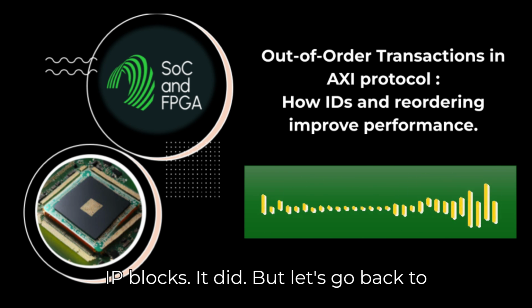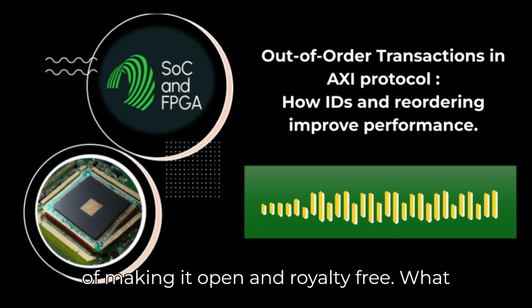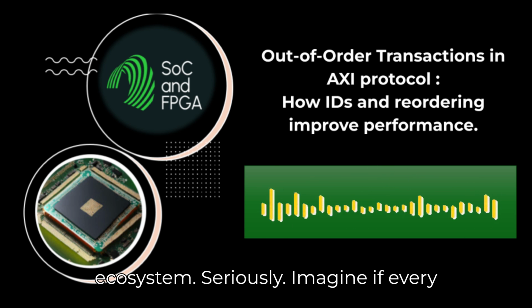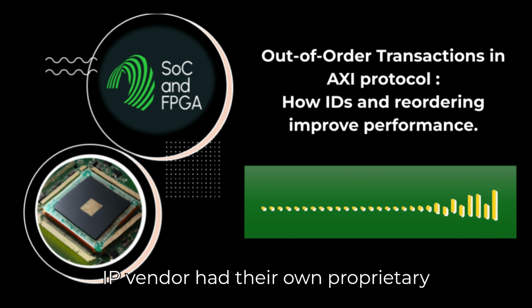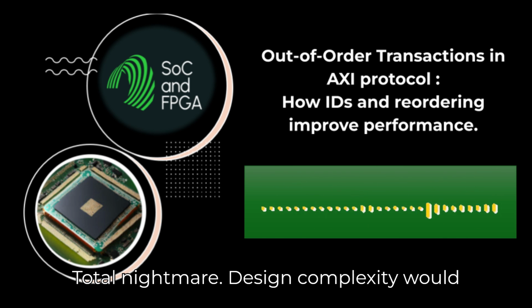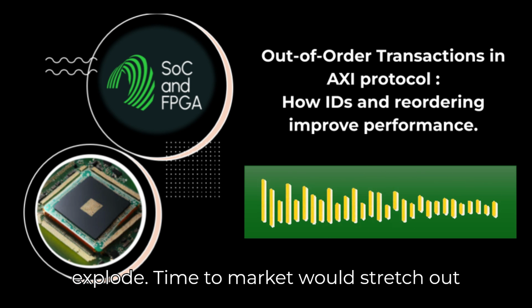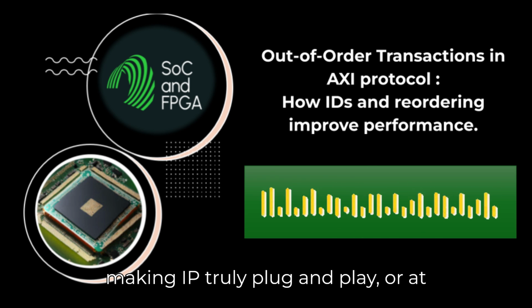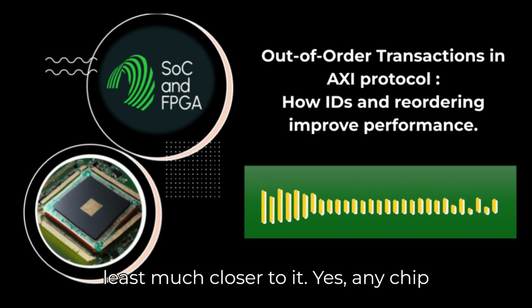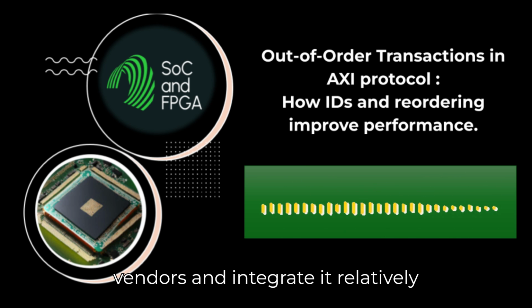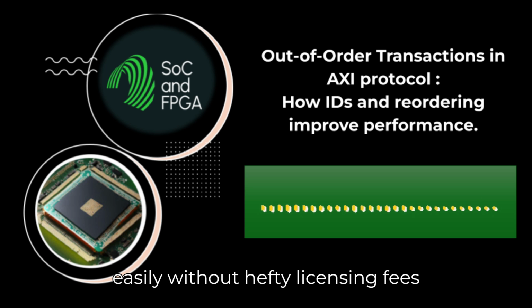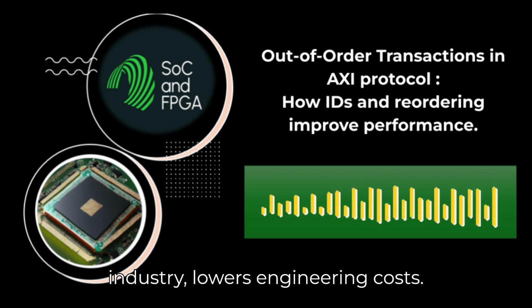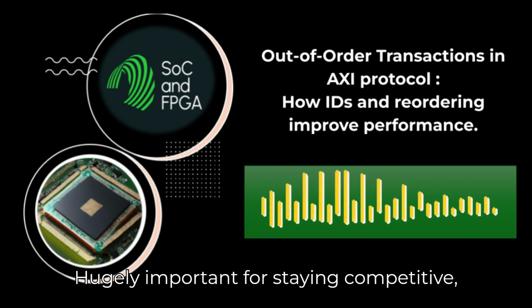It did. But let's go back to the strategic genius, as you called it, of making it open and royalty-free. What was the real impact there? It created an ecosystem. Seriously. Imagine if every IP vendor had their own proprietary interface. Chaos, integration nightmares. Total nightmare. Design complexity would explode, time to market would stretch out forever. AXI standardized that interface. Making IP truly plug and play, or at least much closer to it. Yes. Any chip designer could grab IP from different vendors and integrate it relatively easily, without hefty licensing fees just for the interface spec. Which speeds up development cycles across the whole industry, lowers engineering costs. Hugely important for staying competitive.